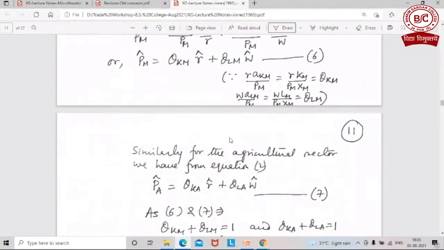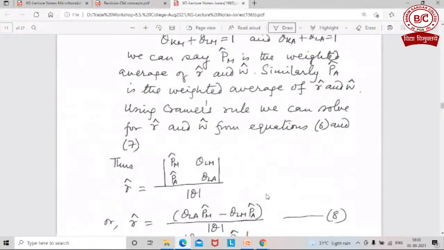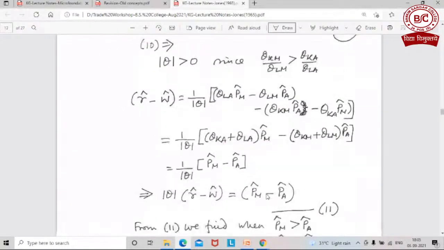Similarly, you can say the change in the price level, I know that this is one, but suppose for the time being I'm assuming it to be A, PA. So the change in the price level of the agricultural sector is the weighted average of the change in the rate of return on capital and the change in the wage rate, because the sum of these two, theta KA plus theta LA, equals one. So this is a weighted average. I'm not going into the mathematics behind this.